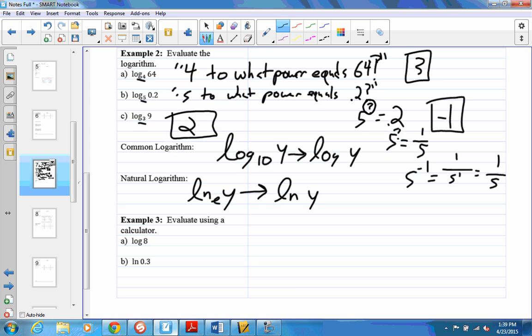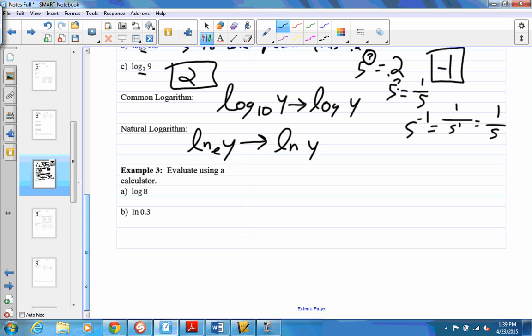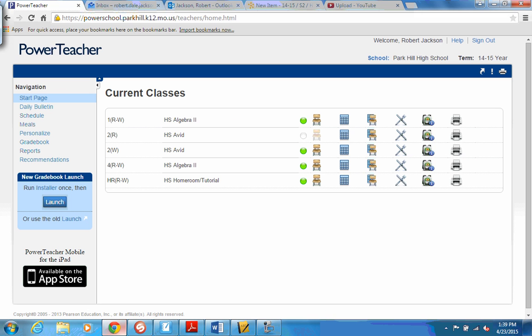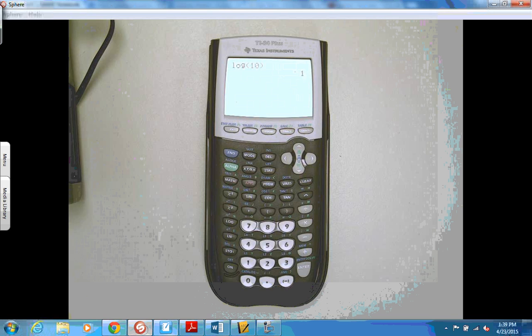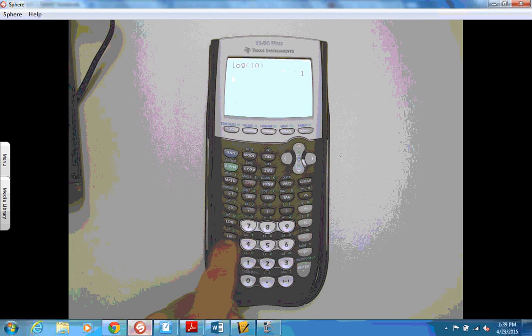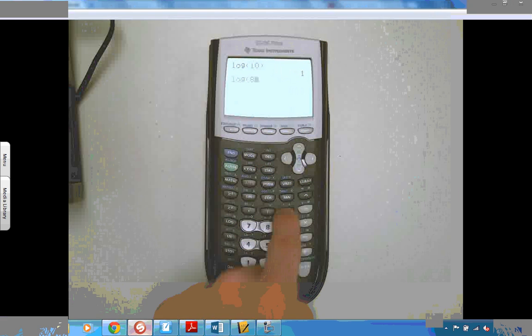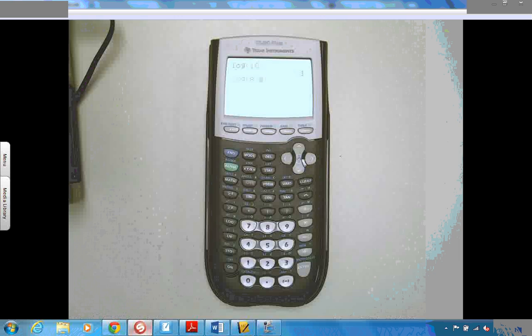So if I'm going to evaluate using a calculator, this is the same if you've got an 84, 83, and even an old school 82 plus, what I grew up on. Sorry, I already forgot. Was it log of 8? The log of 8 doesn't give you a base, so you can just type it in just like that.